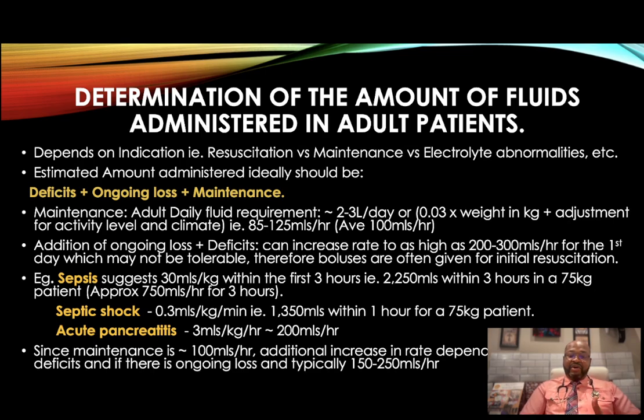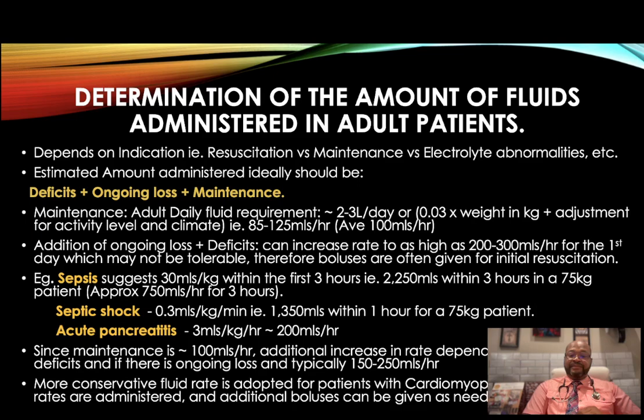Since maintenance is about 100 mils per hour, additional increase in rate depends on the estimated deficits and if there is ongoing loss, and typically somewhere between 150 to 250 mils per hour. A more conservative fluid rate is adopted for patients with cardiomyopathies. This is very important, where you want to give lower rates of IV fluids and then give them additional little boluses of fluids as needed, so you don't overload them or put them into pulmonary edema.